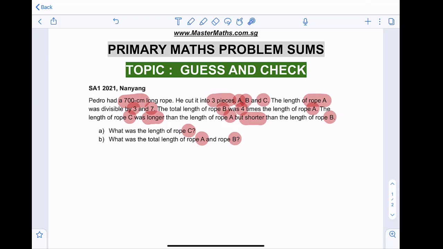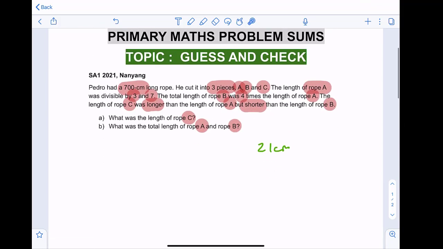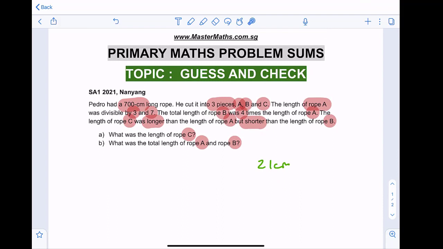Now, to do this question, we can develop for ourselves some values for rope A. Take note, rope A is divisible by 3 and 7. What does this mean? It means that rope A is a common multiple of 3 and 7. For example, 21. This is one possible rope A length, because 21 is a multiple of 3 and 7, and it can divide by 3. It can also divide by 7.